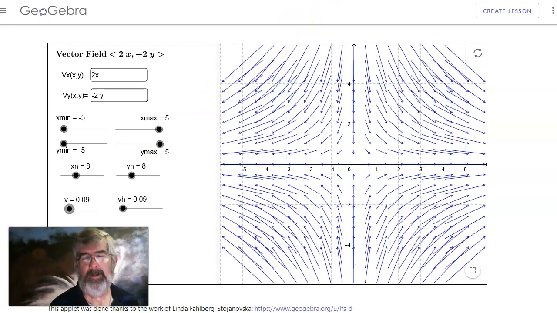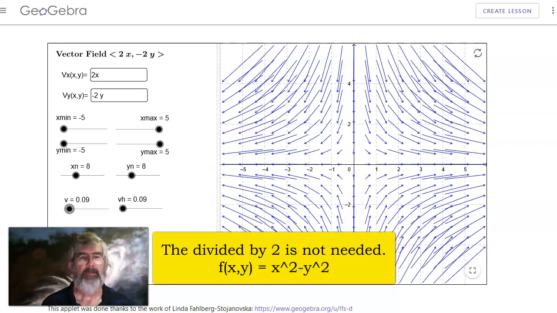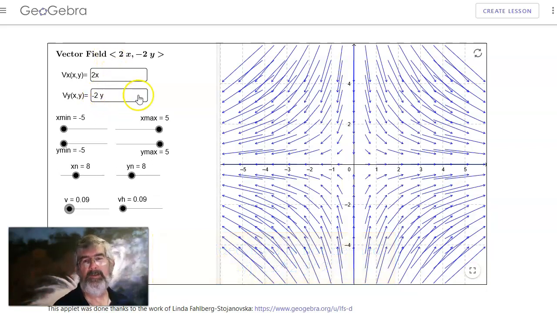Another example. This one I just like. This is one you would have seen back in Calc 3 as the gradient of the hyperbolic paraboloid. It is x squared minus y squared all divided by 2. If you think about what's the partial with respect to x, it would be 2x. That's the first component. What's the partial with respect to y? Well, the minus y squared gives you the minus 2y for the partial with respect to y, and that's this component here. So this is, in fact, a gradient of the function x squared minus y squared.